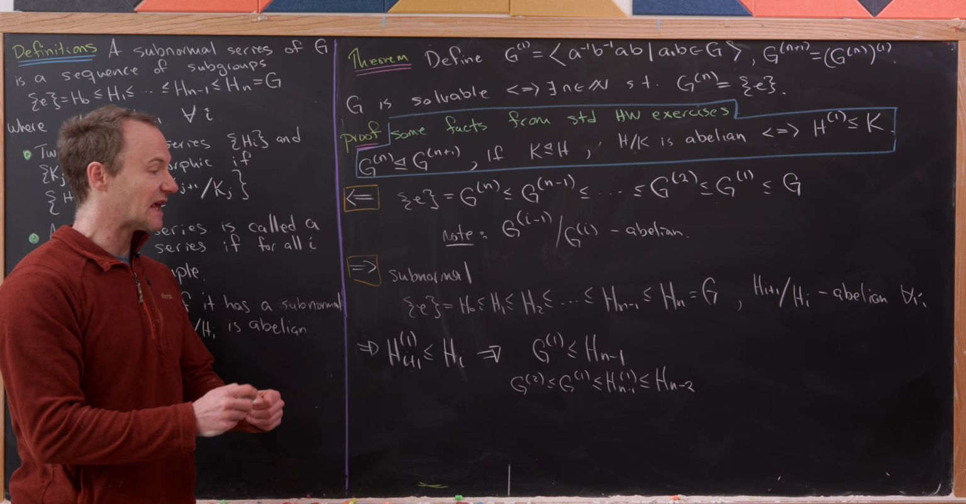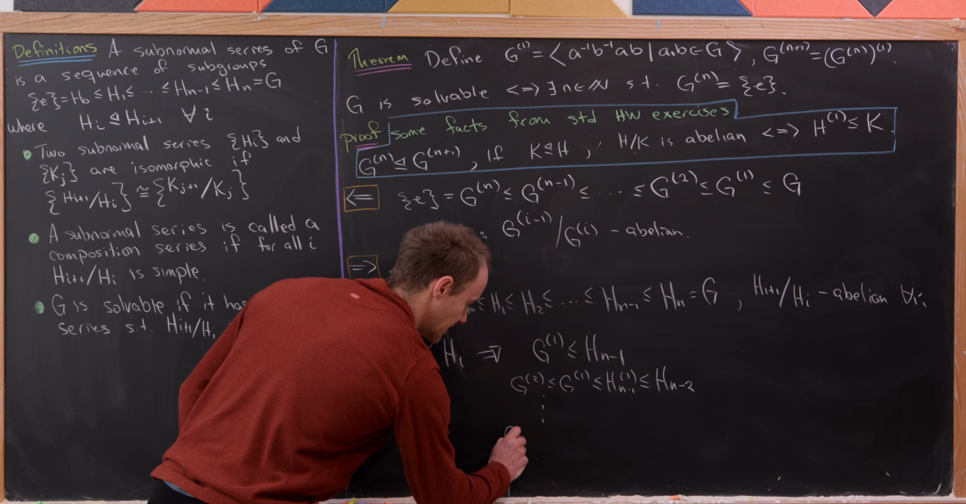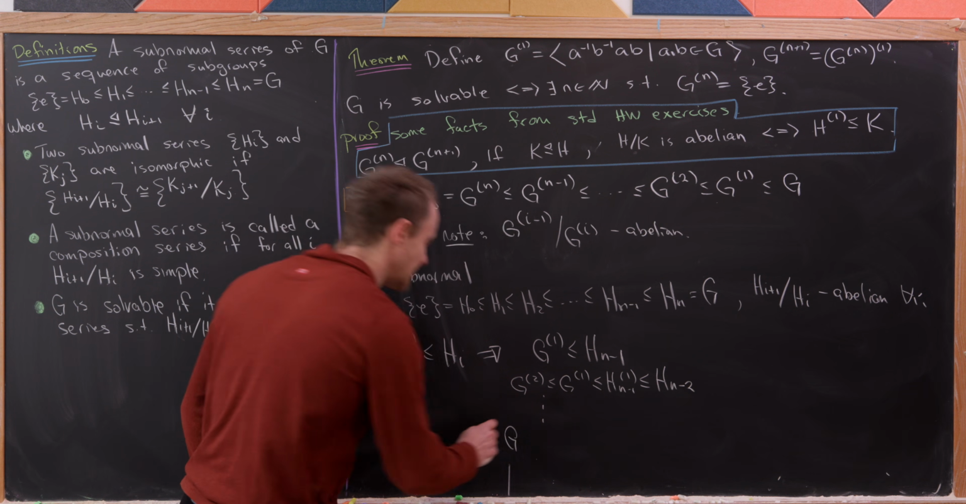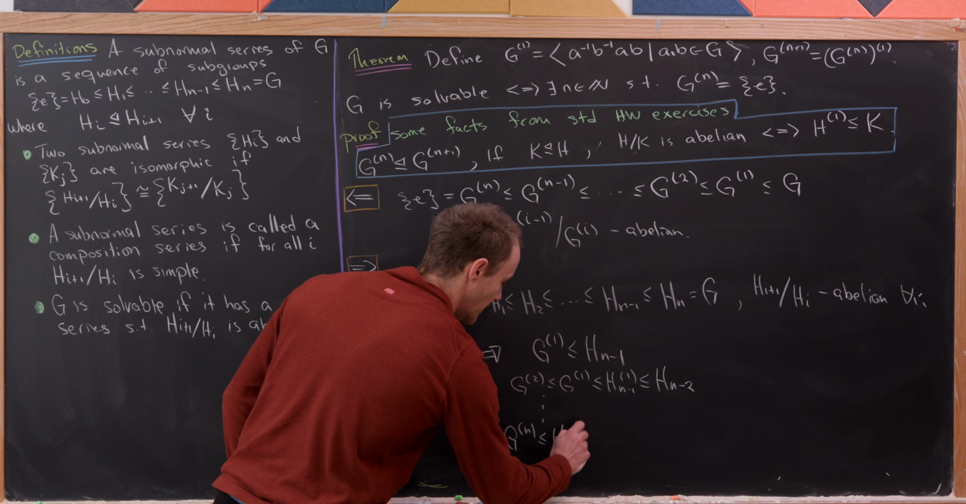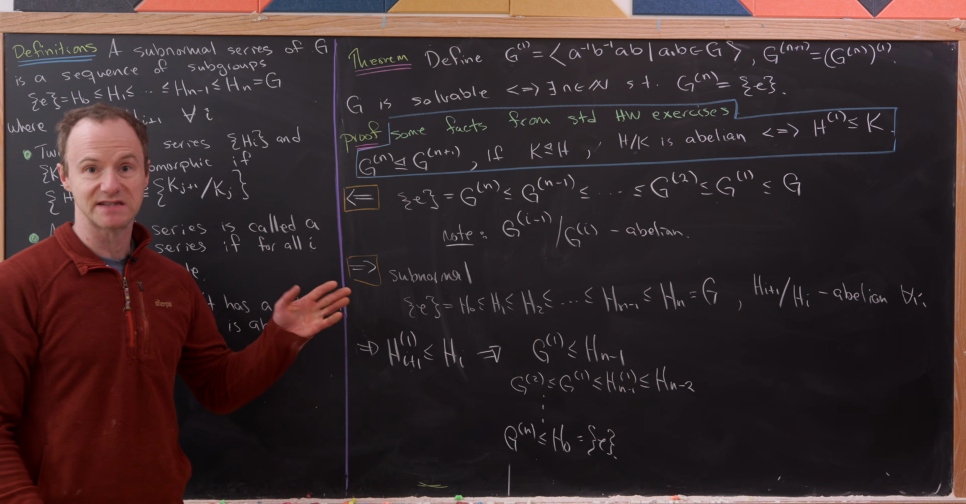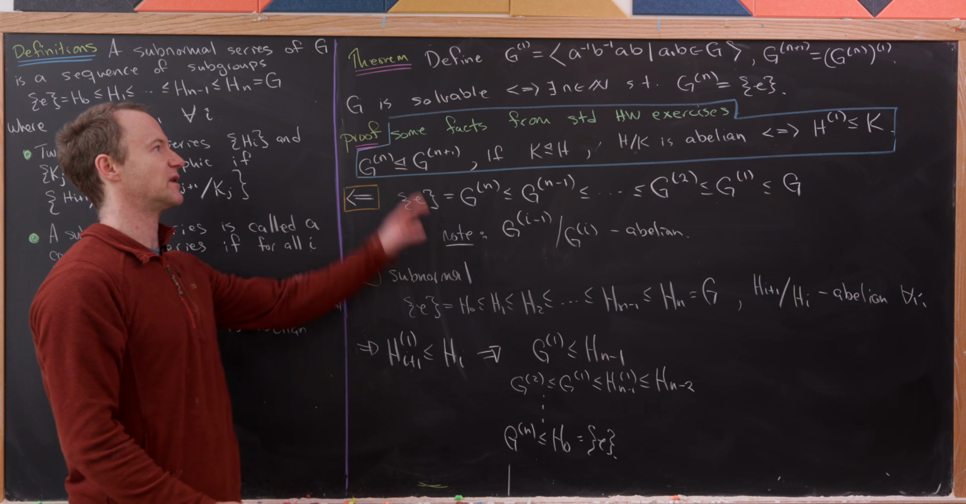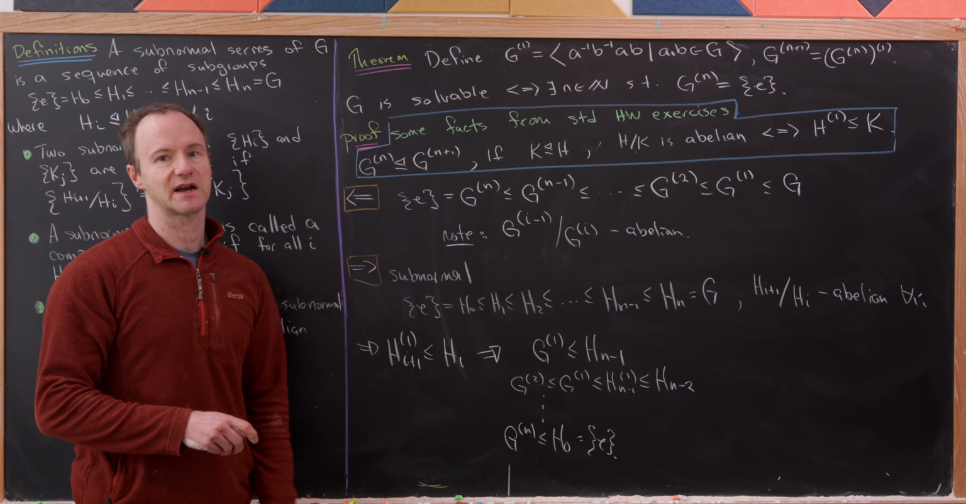But now we can keep stringing this out until we get down here. So we're going to have G upper n will be a subgroup of H0, which is equal to the trivial subgroup E. But that means that G upper n is the trivial subgroup, and that's where we wanted to end this direction. Okay, now I'm going to leave you with some exercises.